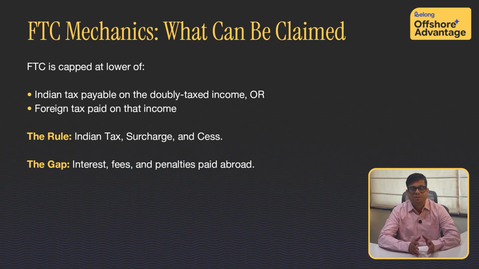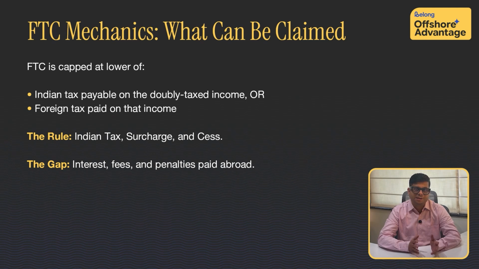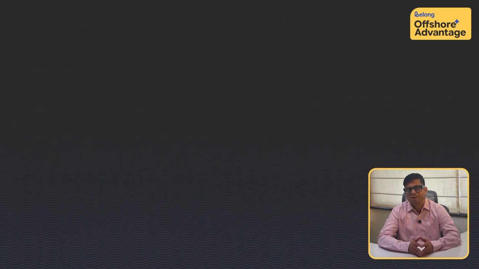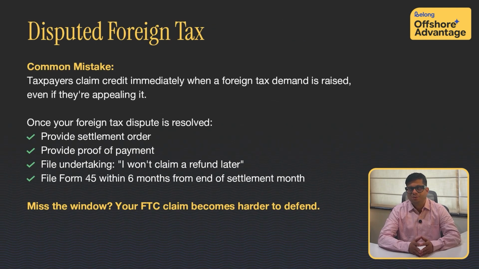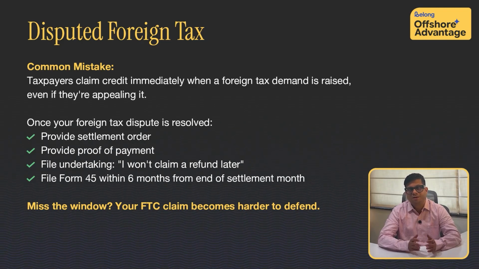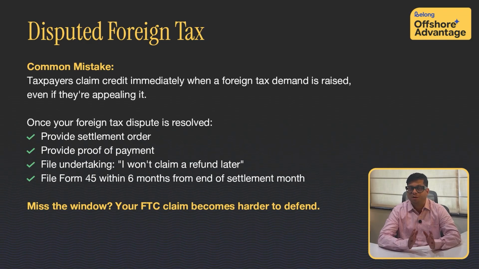Now, the most misunderstood part, and that is where your file can go wrong even if everything else is correct. Disputed foreign tax. A foreign tax demand is raised, you disagree, you appeal. The matter is pending. Many taxpayers still try to claim credit immediately because emotionally it feels like tax has been demanded.